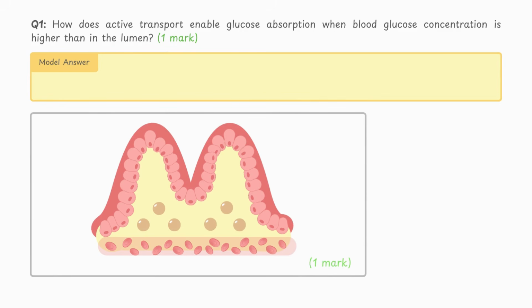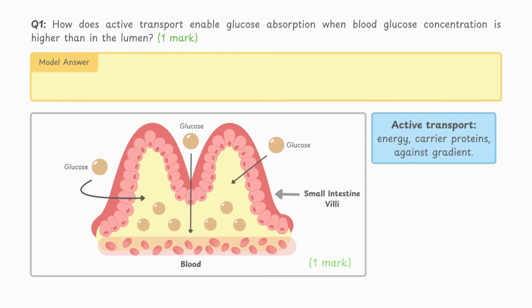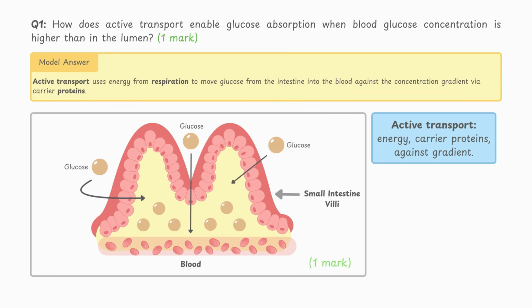This image shows the small intestine villi, which are specialized structures for absorption. The glucose particles are shown moving from the inside of the intestine, where they may be in lower concentration, into the blood where the concentration is higher. The arrows indicate movement against the concentration gradient. Carrier proteins in the cell membrane help transport glucose across, and energy is required for this process. So the answer is, active transport uses energy from respiration to move glucose from the intestine into the blood against the concentration gradient via carrier proteins.